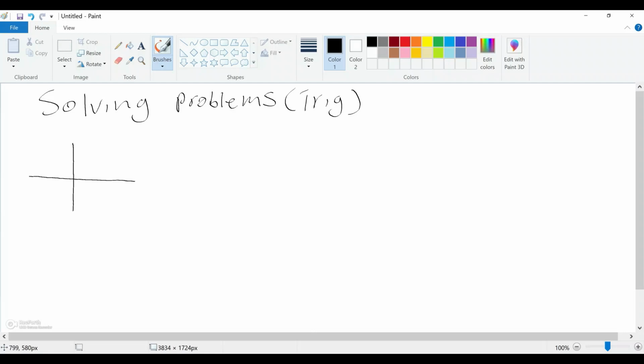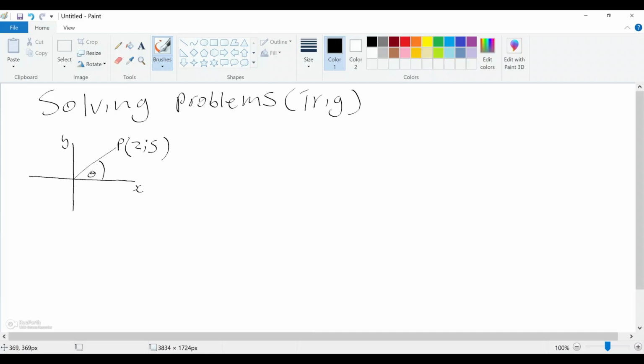Now let's say we have a point here. Let's call this point P. This point here says 2 and 5, so x is 2, y is 5. And then let's call this angle here theta. And as you all know, on the Cartesian plane, this is x and that is y.